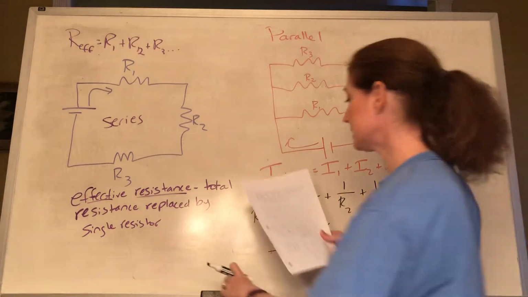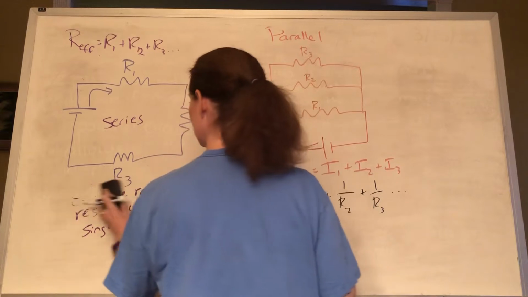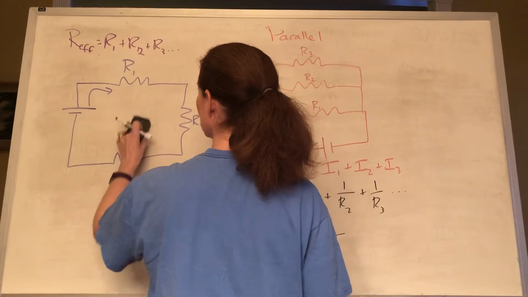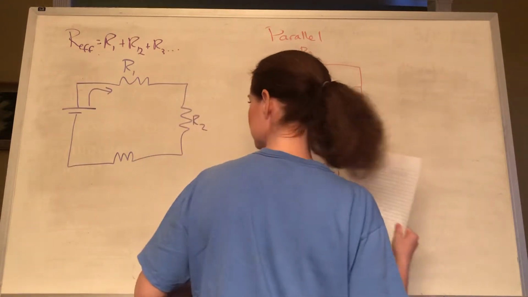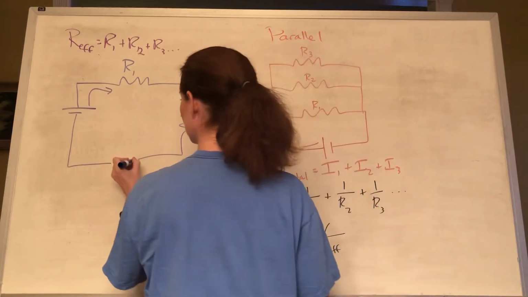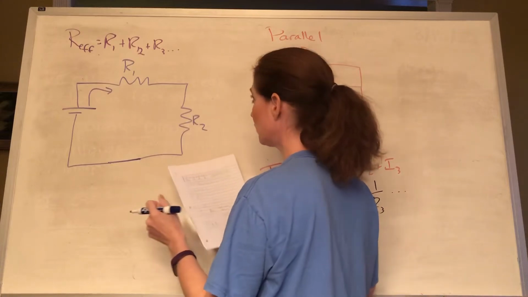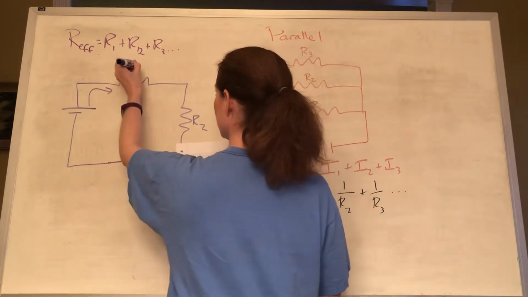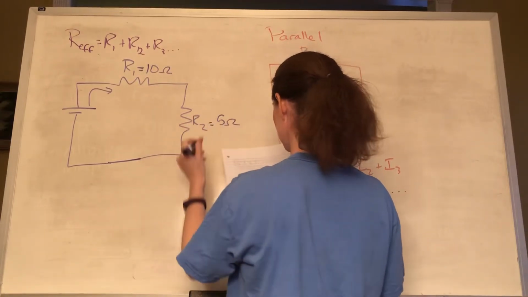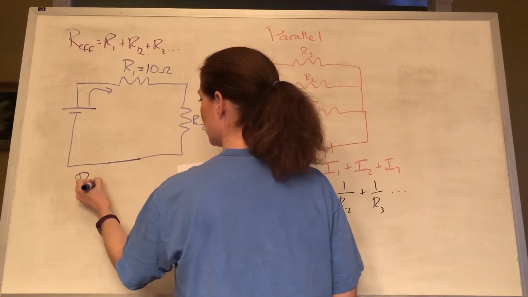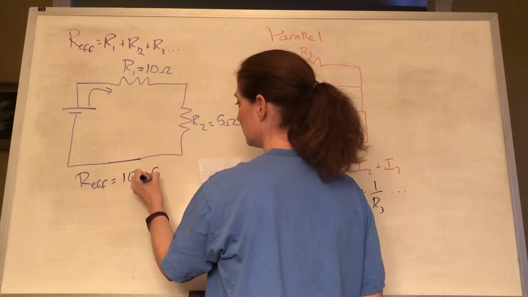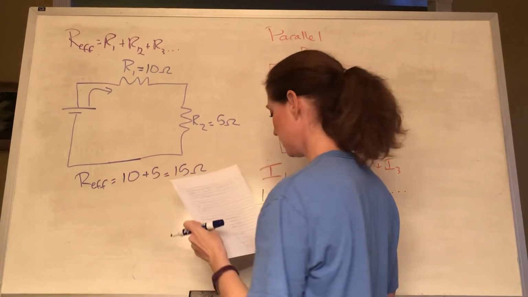All right, so we're going to do an example. There. All right, so we have a circuit here. R1 is going to be 10 ohms, R2 is 5 ohms, and we want to know what is R effective, and so it's just going to be 10 plus 5, so 15 ohms.